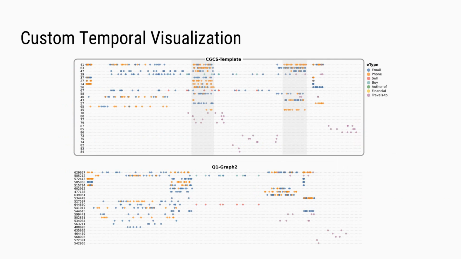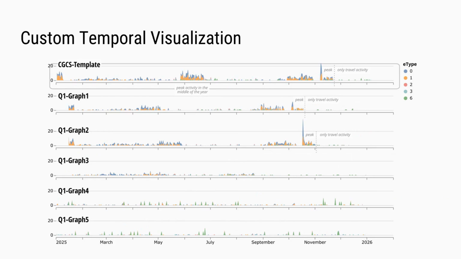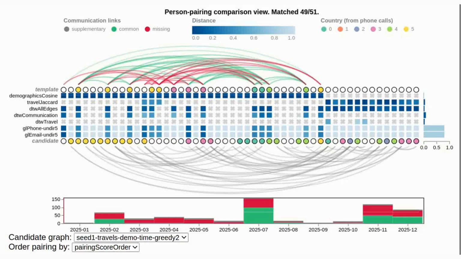In order to analyze activity patterns in the data, we created custom temporal views. This one here shows detailed temporal activity in each graph. Edge types are encoded by color and people sorted by their number of activities. We also created a temporal series view by counting the number of edges with temporal information for each day. This helped us estimate the similarity of candidate graphs and detect a time shift compared to the template graph.